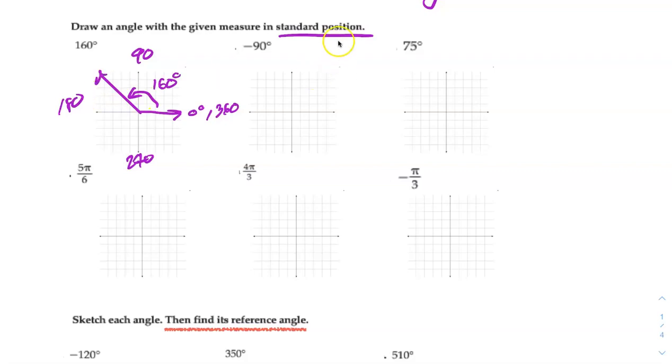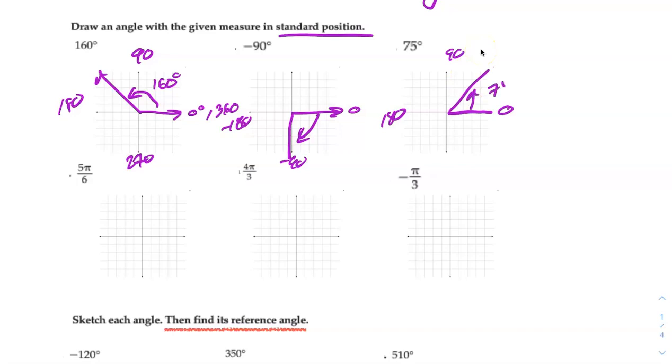Moving on to this one, negative 90. Well, here's 0. It's negative, so we're going to go down instead of up. If you go down, it's negative 90, negative 180. Well done, there's my angle. Next, 75. So 0, 90, 180. Here's 90, so we start here, and 75 is less than that. Now remember, again, the key is just getting the right quadrant. After that, I really don't care.